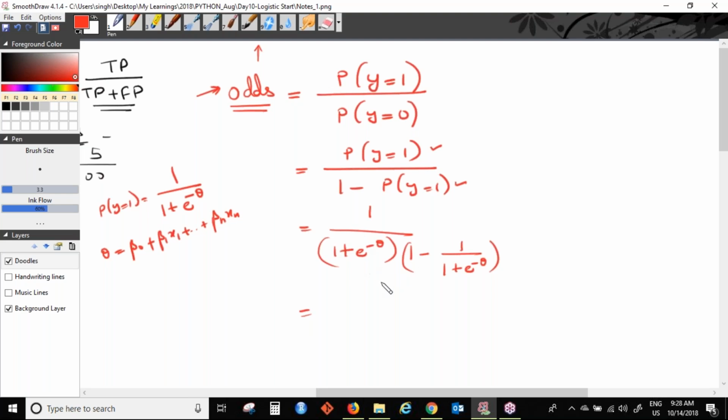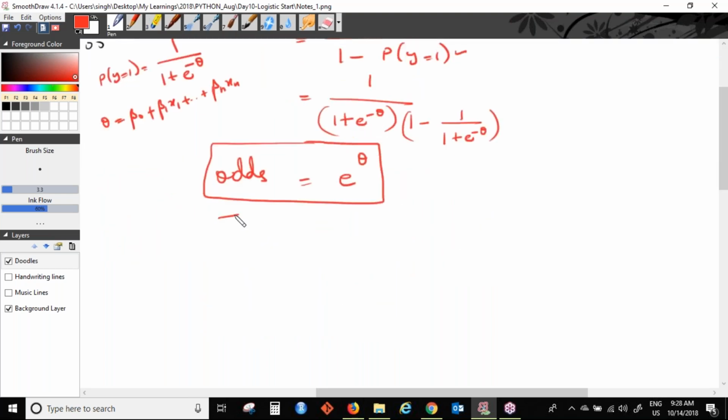Now if I break this apart and do all the subtraction, what I will get at the end, let me write that directly, I will get e to the power theta. You can do this yourself and you will see this is what you will get. You will get odds is equal to e to the power theta.